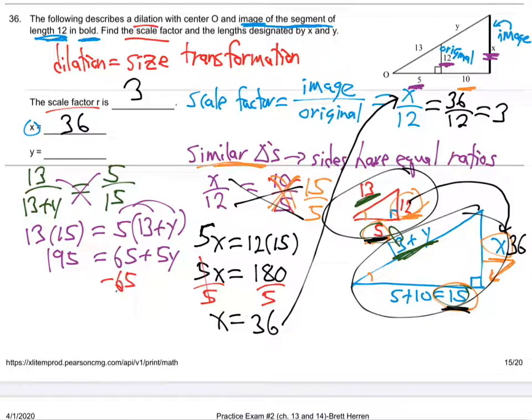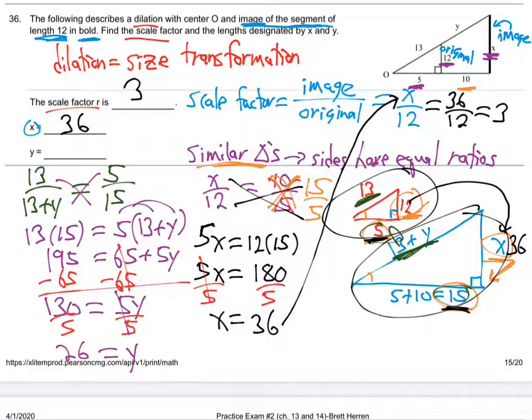All right, keep solving. Subtract 65. 130 is 5y. Divide by 5. And what is 130 divided by 5? It's 26, isn't it? Yep. So y must be 26. See, if y is 26, 13 plus 26 is 39, and 39 is 3 times as big as 13. That does make the triangle below 3 times as big as the triangle above. All the sides are 3 times as big.